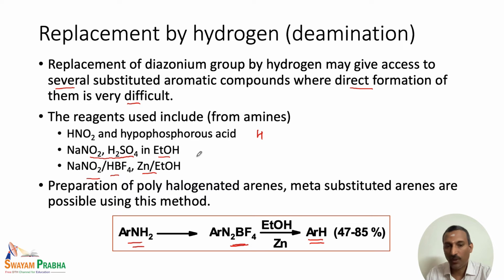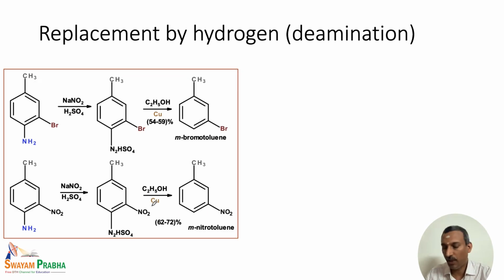Especially, this reaction is useful for the preparation of polyhalogenated arenes and meta-substituted arenes. These are very important compounds which cannot be prepared by any other method, but can be prepared using this diazonium salt method. So let us look at some examples of this particular reaction, the deamination reaction.